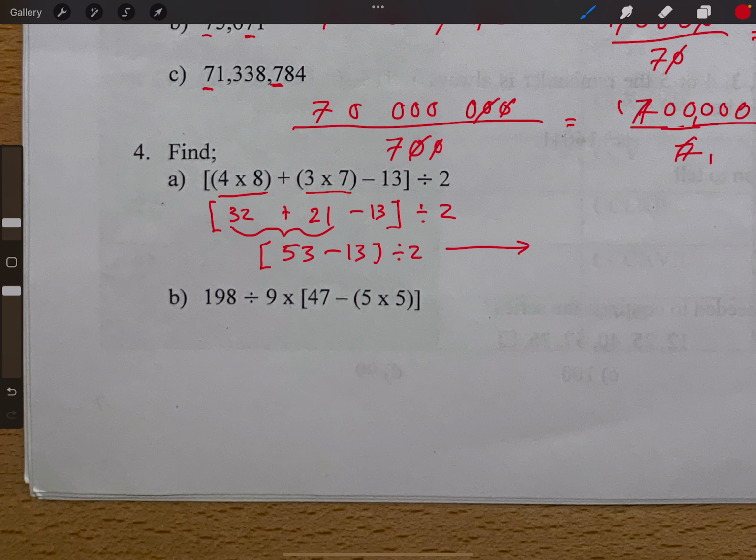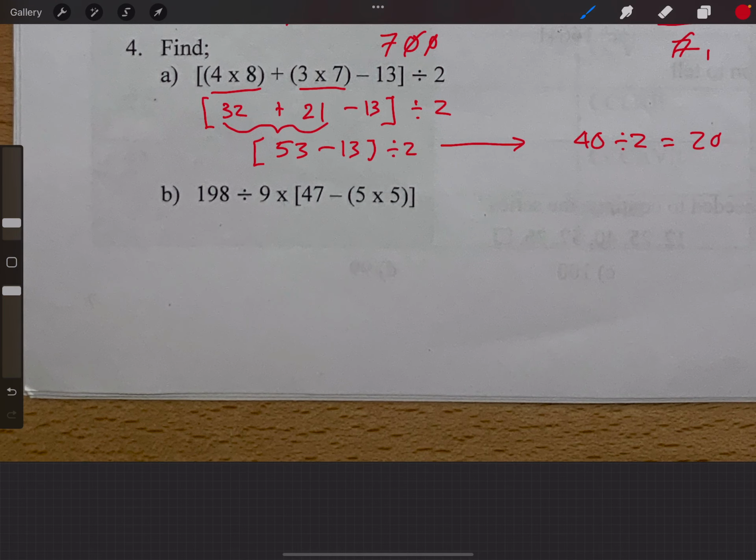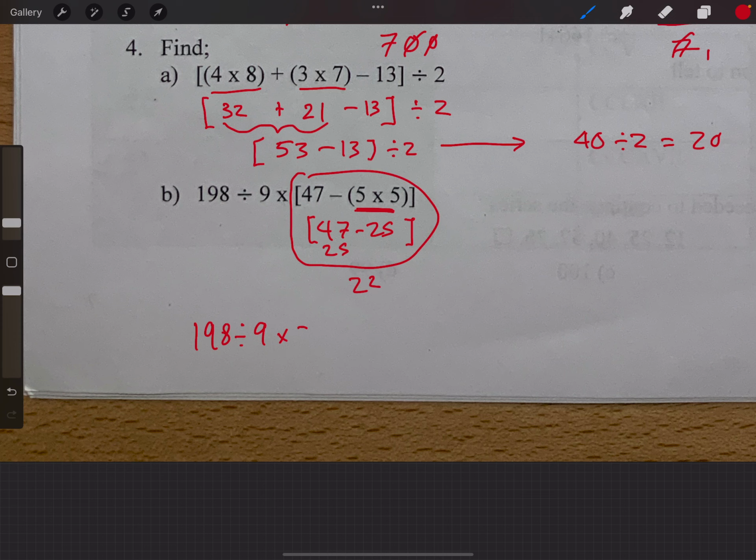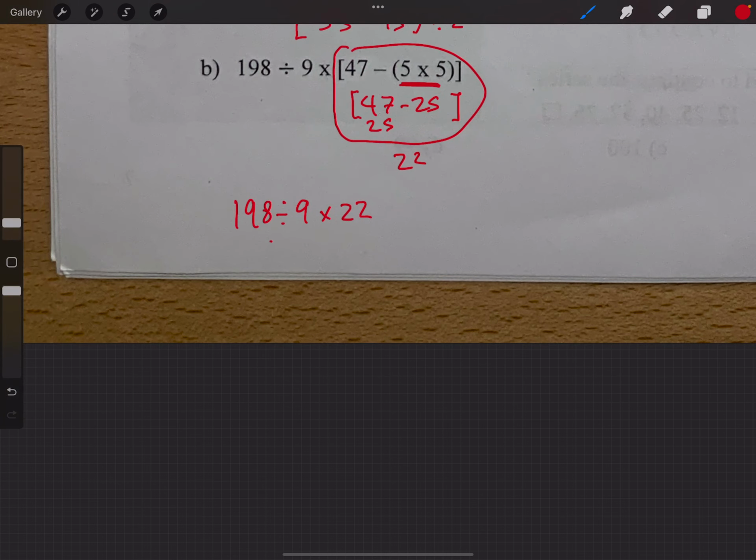So from here, we get 40 divided by 2, and that gives us 20. This will be the most inner bracket, so that's 25. 47 take away 25, what do we get? This will be 22. So all of this turns into 22. So you have 198 divided by 9 times 22. When you have divide and times, do the left first.